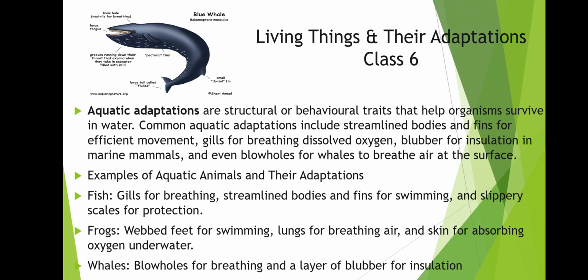Examples of aquatic animals and their adaptations. Fish: gills for breathing, streamlined bodies, and fins for swimming. Now streamlined bodies, what they do is they will resist the flow of water so that the body can move ahead. All the fishes can move ahead because they resist the water flow which is in their direction. And slippery scales for protection.